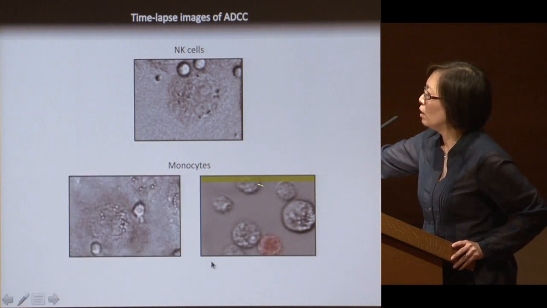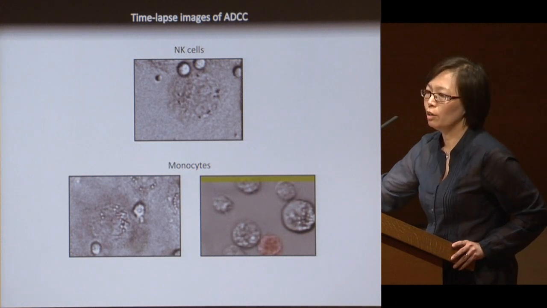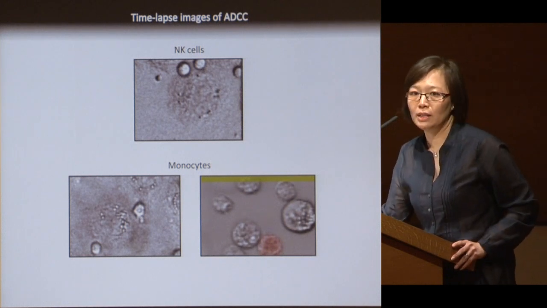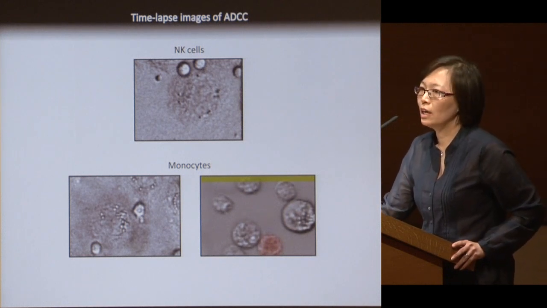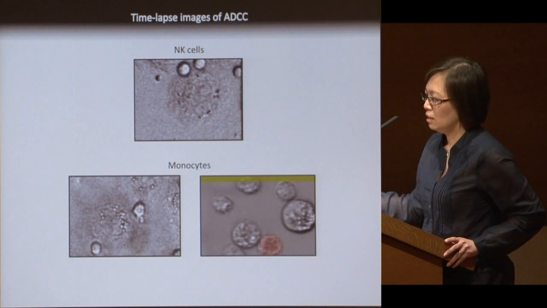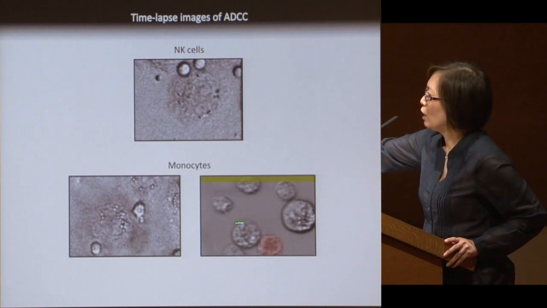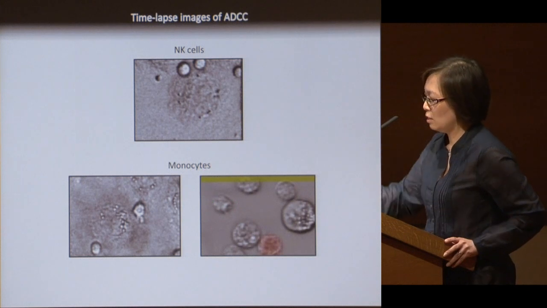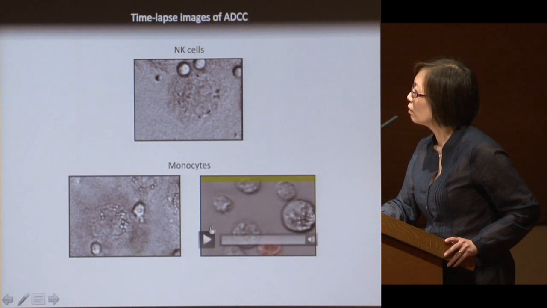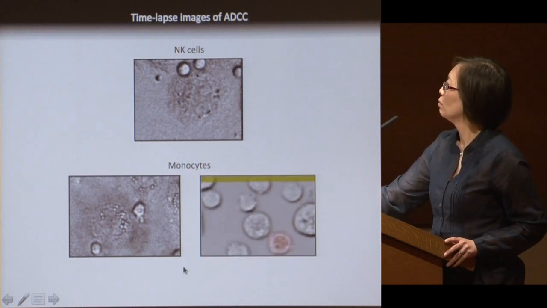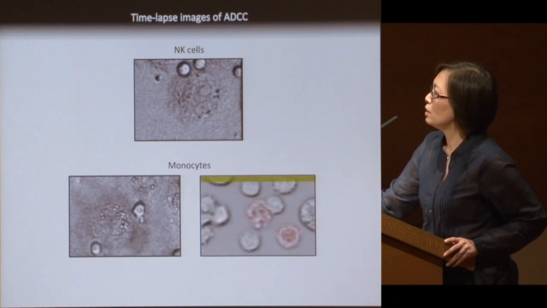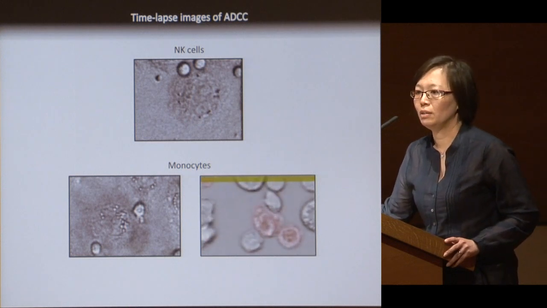And on the right, we have Raji cells that are coated with rituximab, anti-CD20. And you see a red cell here because we added propidium iodide into the supernatant. And once the cells undergo lysis, they will take up the dye and turn red. So this is actually a cell that has lysed. So if you focus on this Raji tumor cell and you focus on this monocyte, you will see how the event takes place. So they interact, and very soon after, the cell is lysed and takes up propidium iodide.